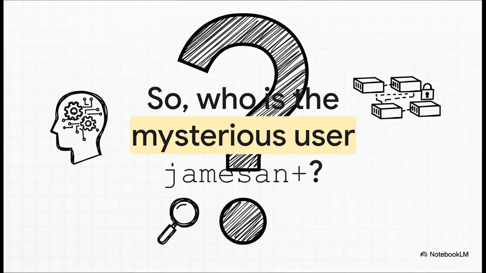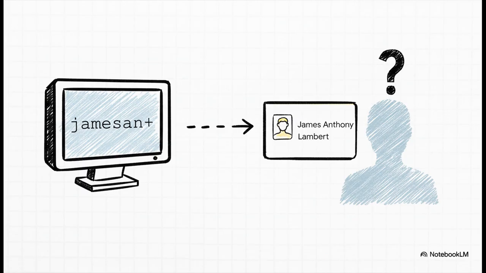So after all that techie deep dive, the biggest question is still just hanging there, isn't it? Who is Jameson Plus? Who is this person working for hours on end inside Google's own system? Well, the source documents don't leave us guessing. They give us a clear answer. The user JamesAnt Plus is identified as a man named James Anthony Lambert. And just like that, our digital ghost has a name.